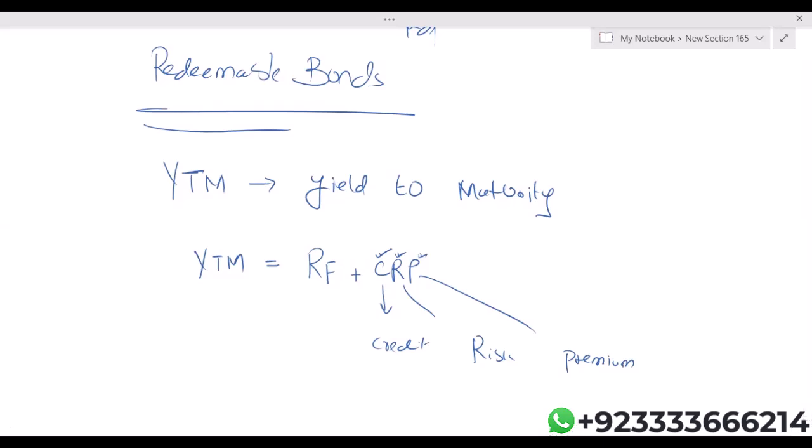Now listen to me carefully. If someone asks you during an interview, is there any way to calculate CRP? The answer is yes. By using the Black-Scholes option pricing model, we can calculate CRP. It is not in our syllabus, but I'm just giving you a little bit more information.